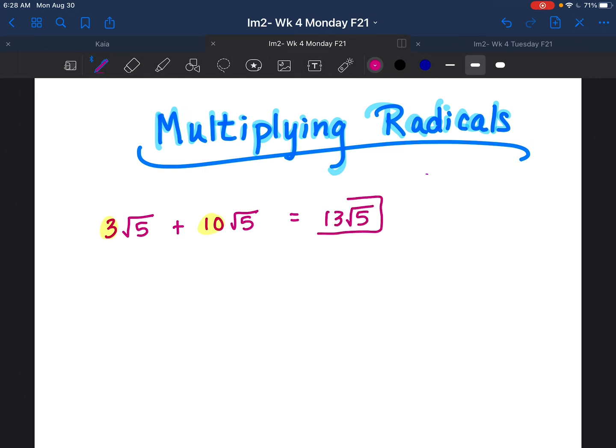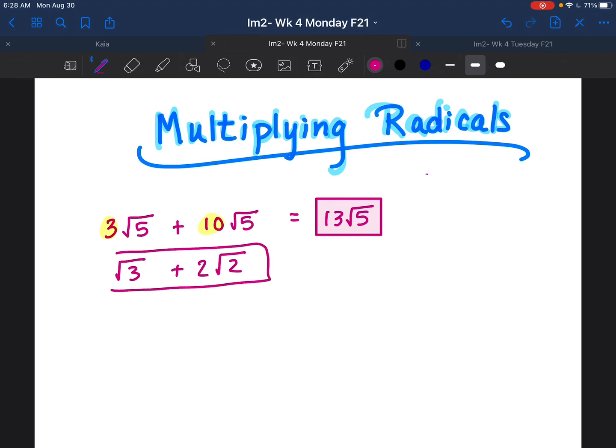That easy. Okay. And just remember that if they're not alike, you can't add them. So if I had something like root 3 plus 2 root 2, whoops. Can't do anything with that. That's as simplified as it gets.